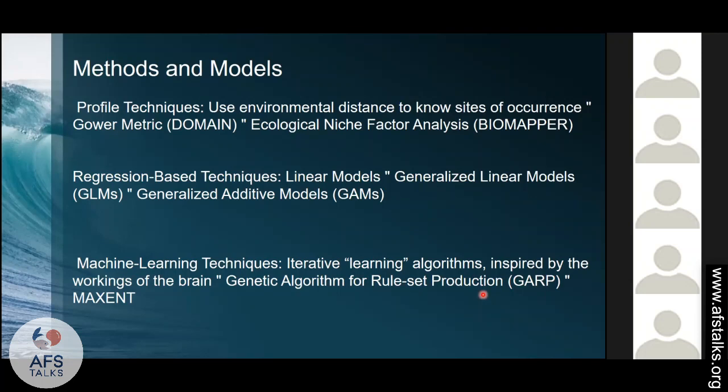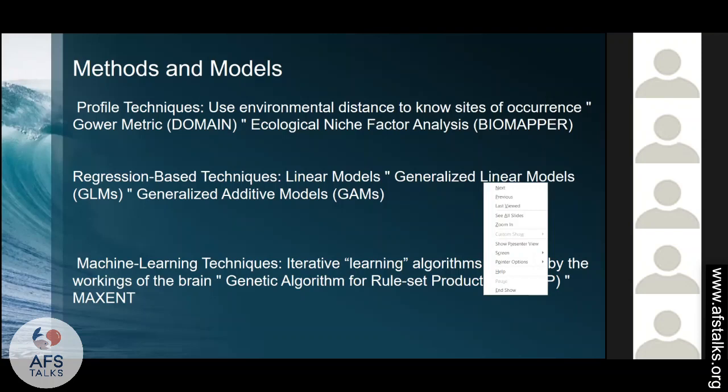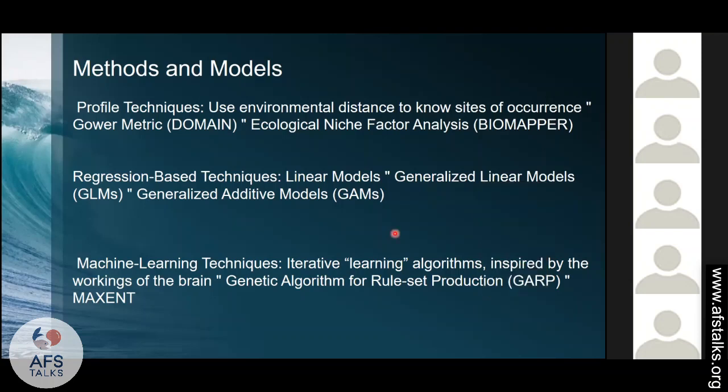Examples are geometrics and ecological niche factor analysis, and DOMAIN and BIOMAPPER are the software that we use to find the environmental distance. The next is regression-based techniques. There are two types of regression-based techniques that are widely used: generalized linear models and generalized additive models. In the case of generalized linear models, the model is based on a relationship between the mean of the response variables and the linear composition of explanatory variables.